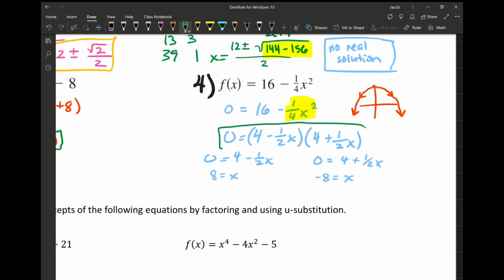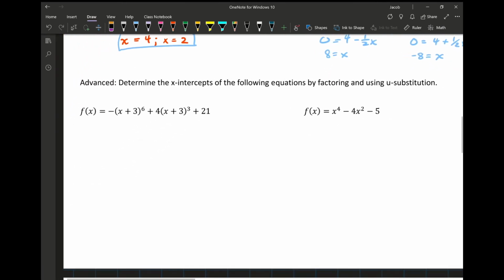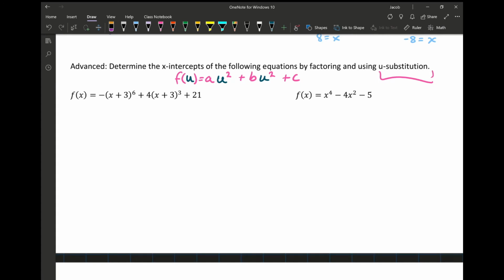But really, there's only one way to find the factored form. So know that that part of this is unique. If you're in advanced, then there's a second part to this video. If you're in the advanced class, then you have a little bit more to do.